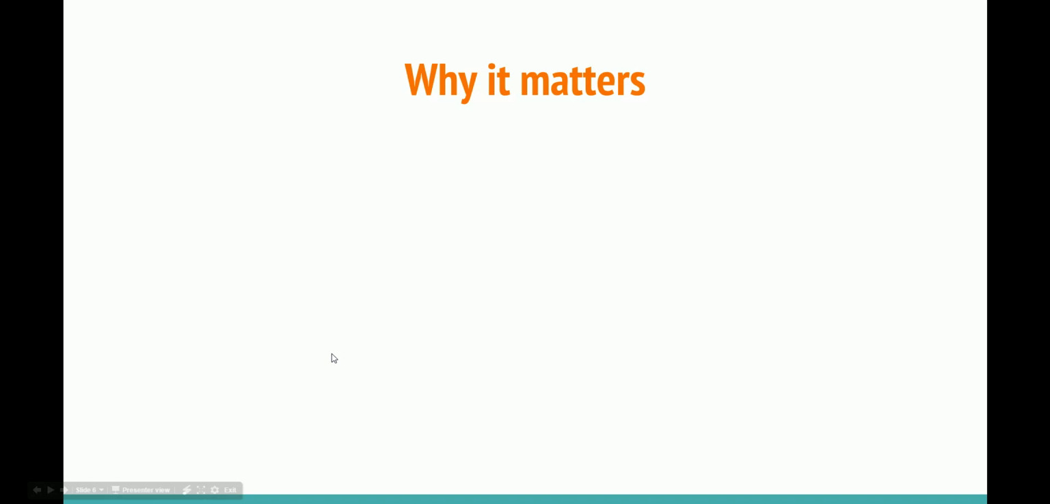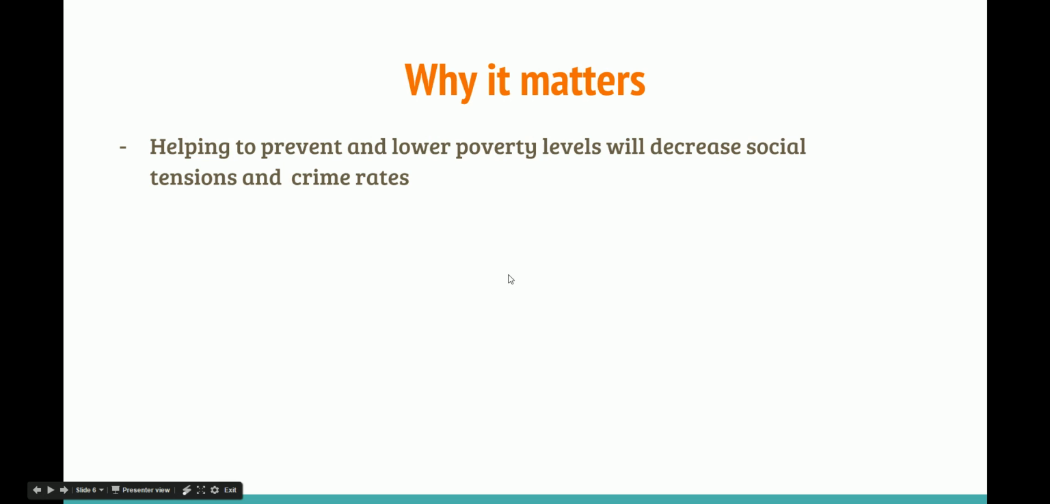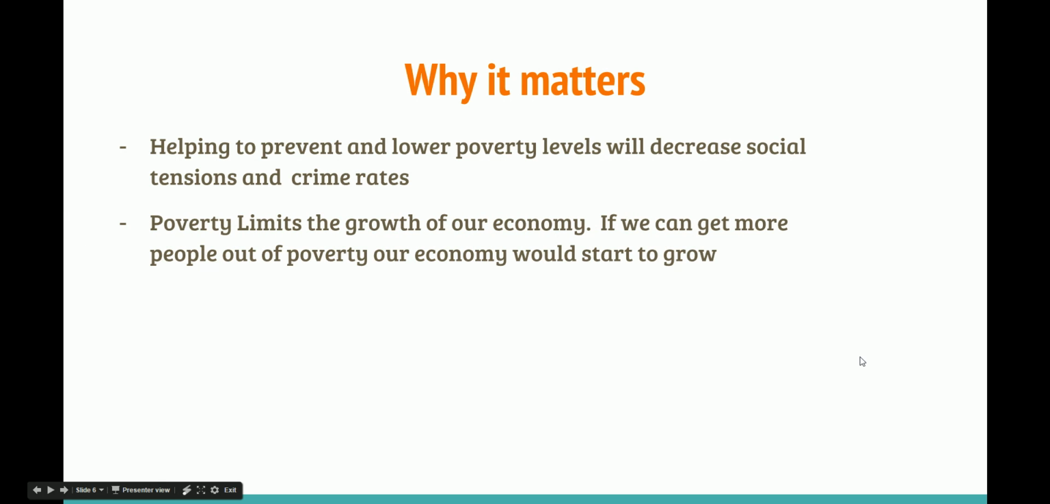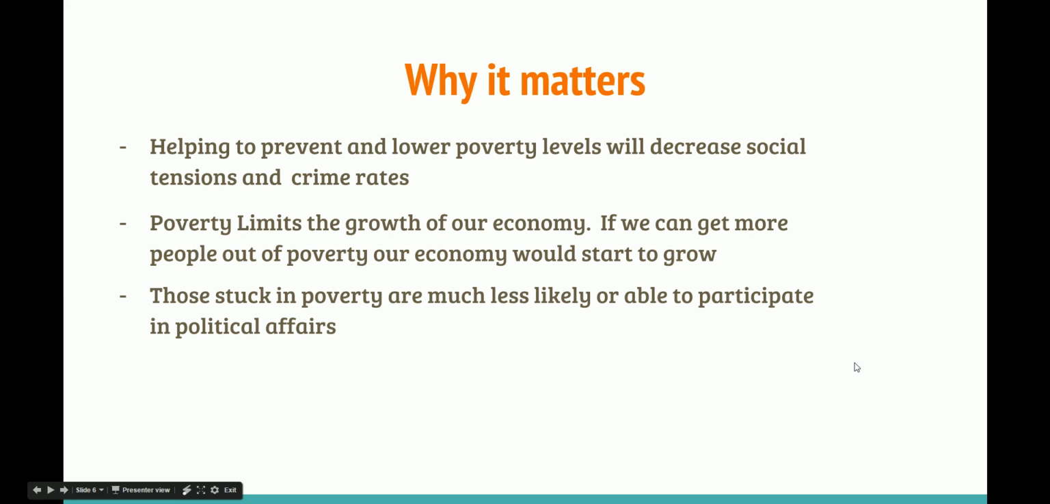Now we're going to talk about why poverty matters and why we should care about it. The first reason is that while we help to prevent and lower poverty levels, we will be decreasing social tensions and crime rates. Poverty limits the growth of our economy. If we can get more people out of poverty, our economy would start to grow. Those stuck in poverty are much less likely or able to participate in political affairs.